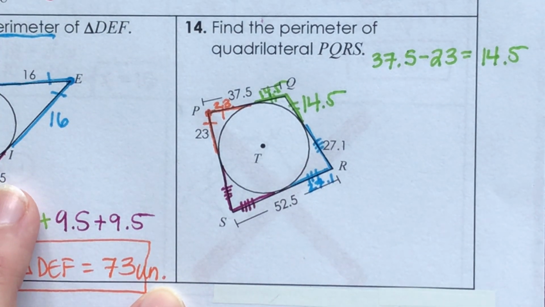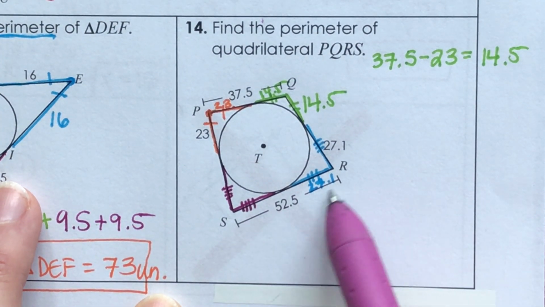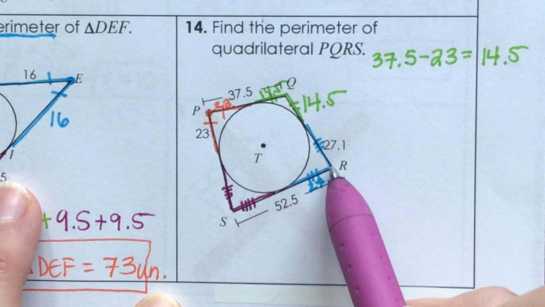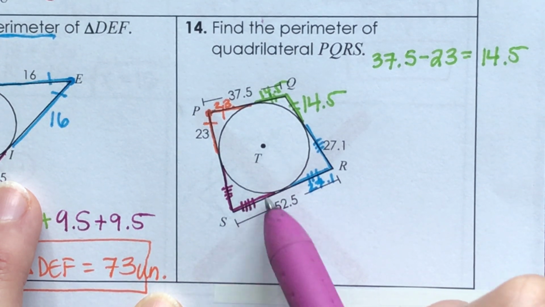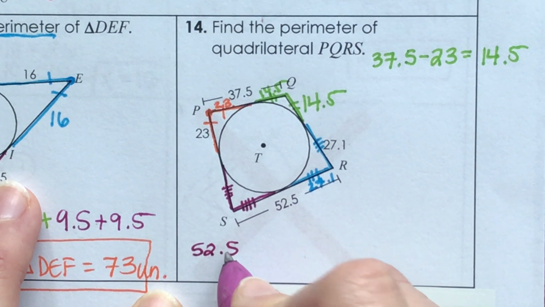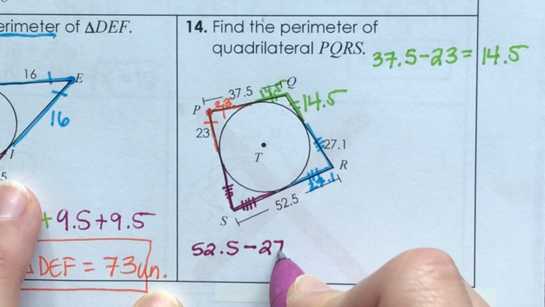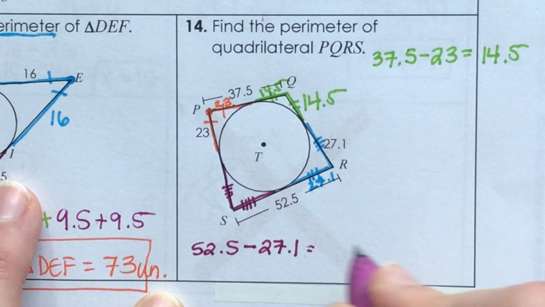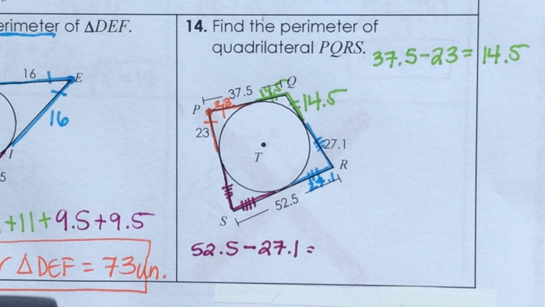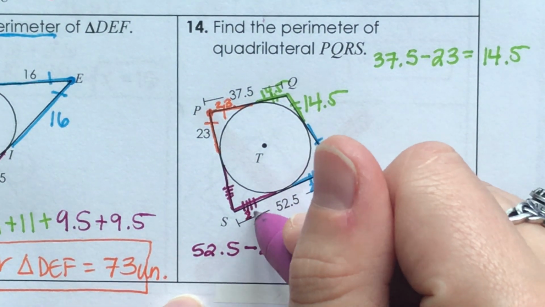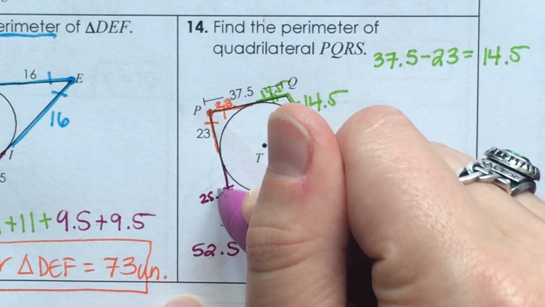I'm now going to do the same thing for the pink. I know this whole side is 52.5. I already know this one blue part is 27.1. So to figure out this pink piece that's left over, I'm going to take 52.5 and subtract 27.1 from it. And when I do that, I need to do that on my calculator, I get 25.4. So this piece is 25.4, and this piece is 25.4.